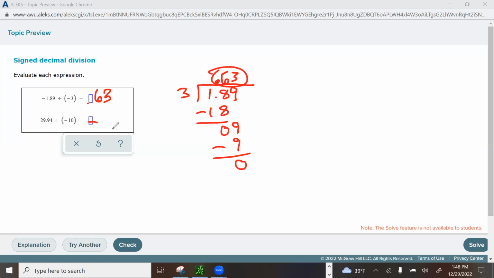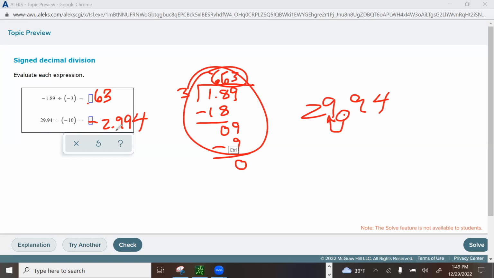But when you divide by a power of 10, remember, all you've got to do is make it smaller by moving the decimal point to the left one place. So it's going to be 2.994. Now you can do the division like that or whatever, but all the cool kids are going to just do it in their head.